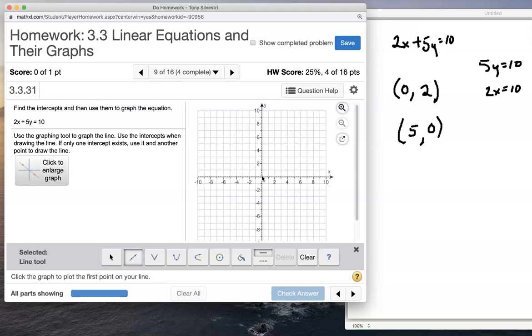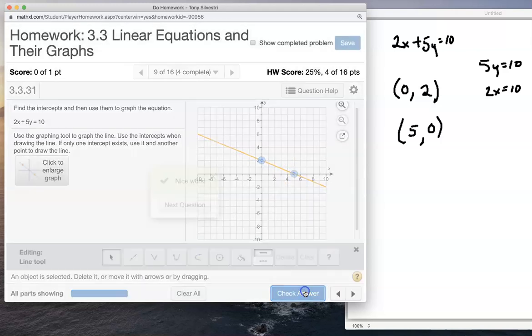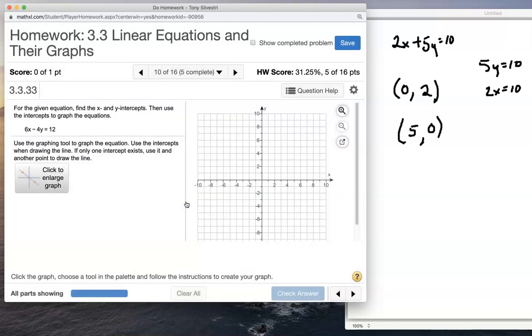Okay, start in the center. 0, 2. Boom. 5 horizontal, 0. There you go. Check your answer. Nice work. I'm going to let you do this one.